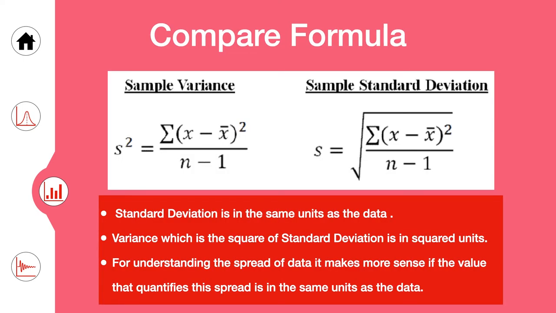Let's compare the formulas of the sample variance and the sample standard deviation. As you can see, the s represents the standard deviation, and s squared represents the variance. So when you take the square, that means we're looking at the square root of the variance. It's the same equation, but then you have the square root in the sample standard deviation. Important points to remember, I put them in the red box. The standard deviation is in the same units as the data. The variance, which is the square of the standard deviation, is in squared units. So you need to do a square root to find the real units. For understanding the spread of data, the standard deviation makes more sense, as it describes the same units as used in the data set.